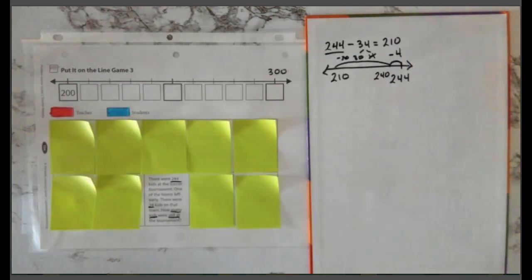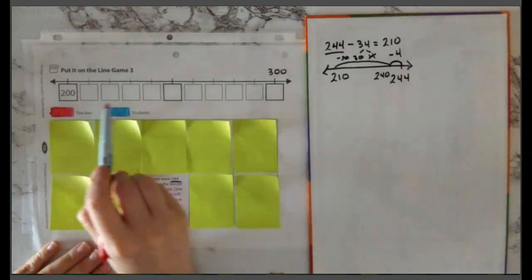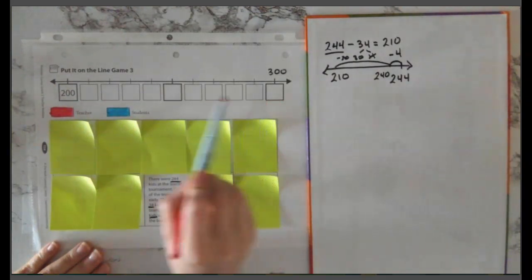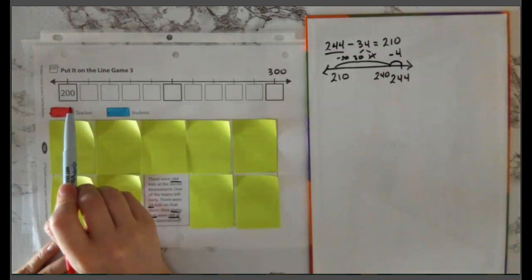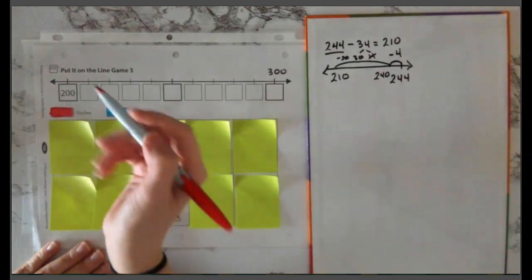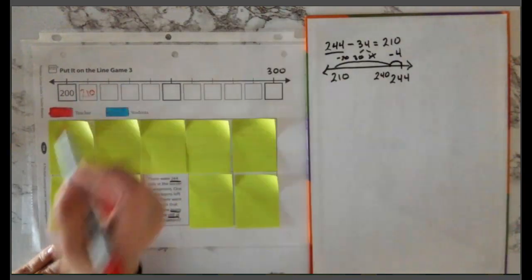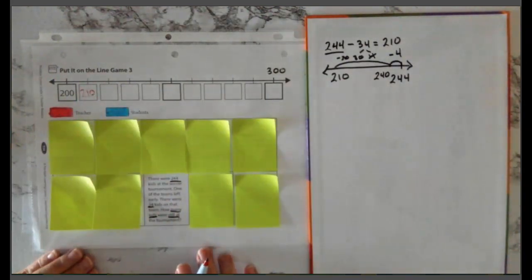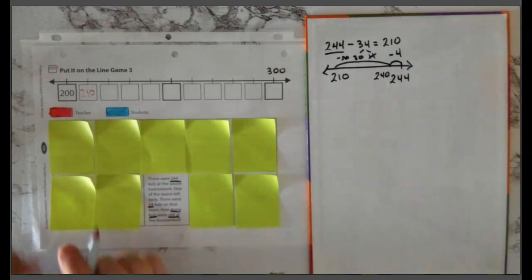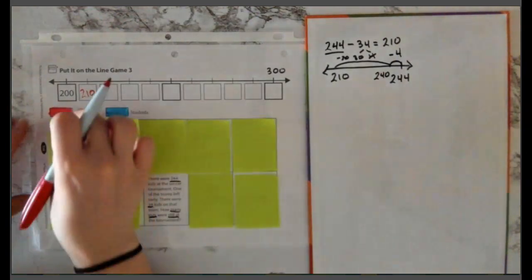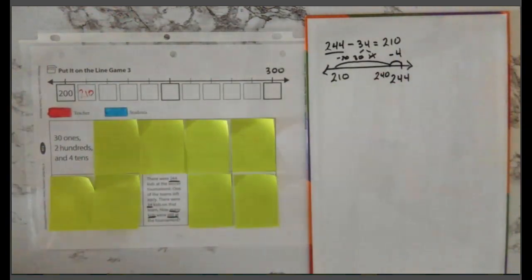Well, I'm in red and I need to know where 210 will go. Where will 210 go on my line? Should it go closer to 300 or closer to 200? If you're thinking closer to 200, that's good thinking. I'll put 210 towards 200. Now it's your turn. How about we pick this one in the corner? This one's for you. Solve this one on your whiteboard.